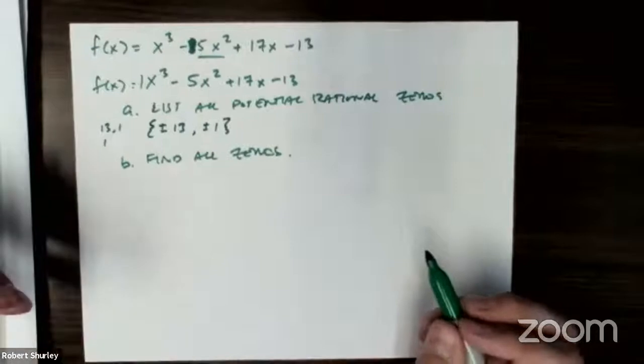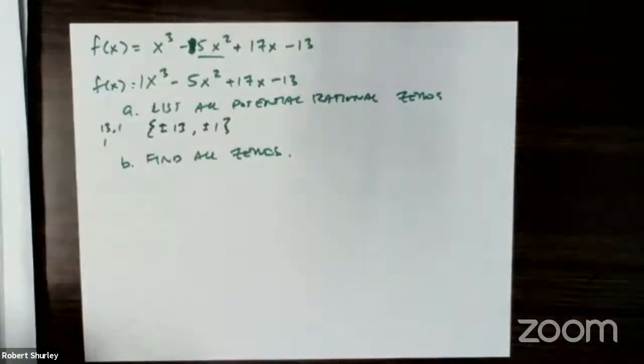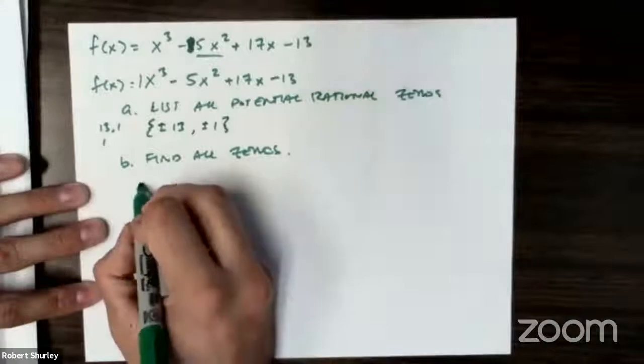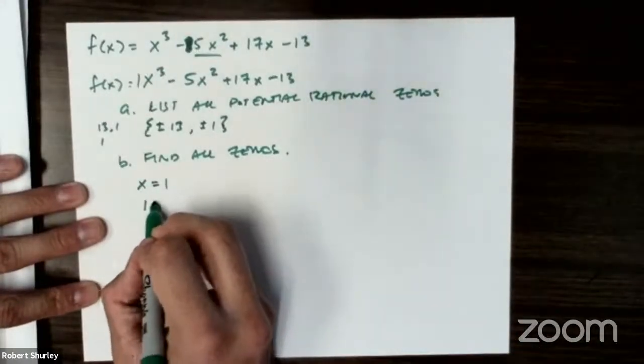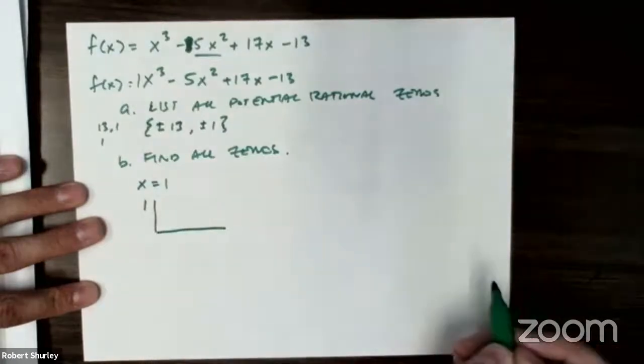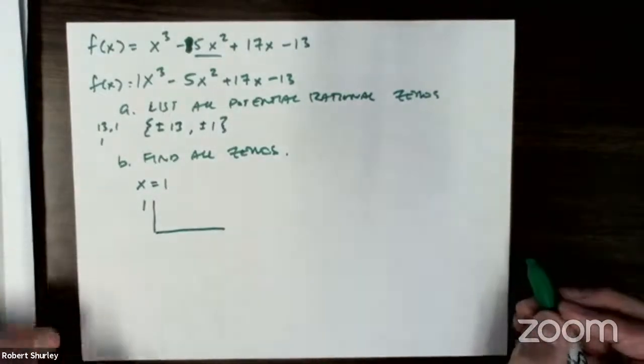Now, when you graphed this, was it very clear which one of those was a 0? Yes. Which one was it? Positive 1. 1 is a zero. Okay, so I'm going to divide that out. I'm going to trust Chastity. Yeah, and I can see it. Okay, I'm going to divide it out.